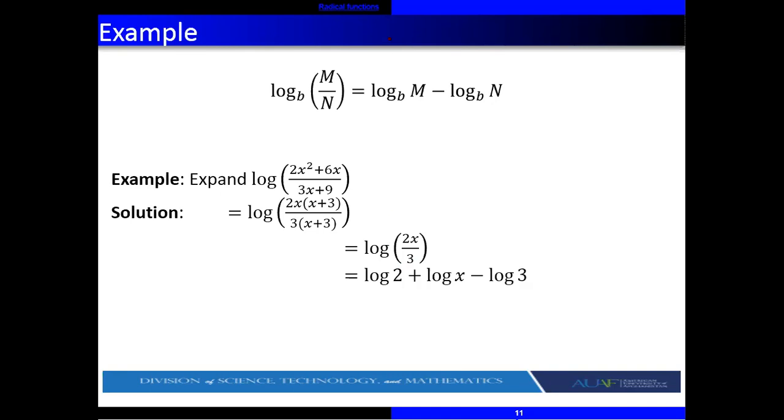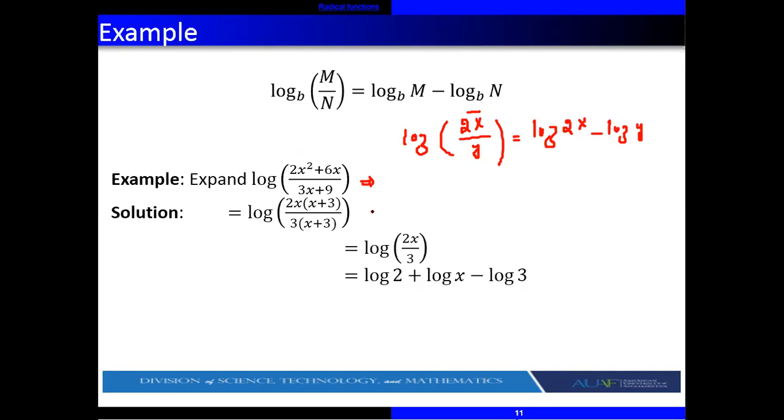We have, for example, division or fraction form, like log of 2x divided by y. These are division, so we can write separately log of 2x first, then minus, for division, log of y. Like this example: log of 2x square plus 6x in the numerator and 3x plus 9 in the denominator.